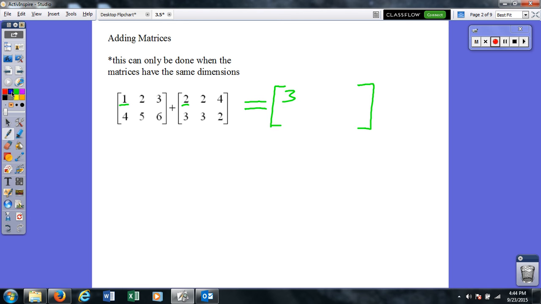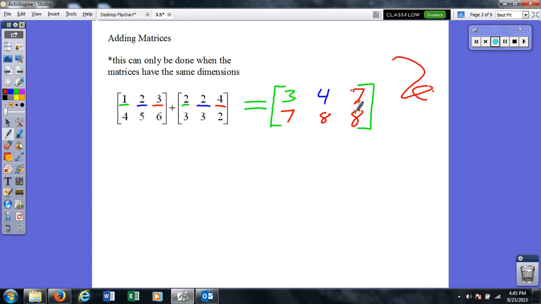If we then add the top middle plus top middle, 2 plus 2 is 4. That's the new top middle number. And then top right plus top right. Add those together, we get 7. Keep going along in this fashion. And I guess my pen is not working. There we go. So that's a 7. Then on the bottom left, 4 plus 3, also 7. 5 plus 3 is 8. 6 plus 2 is 8. Fairly simple for adding them together.